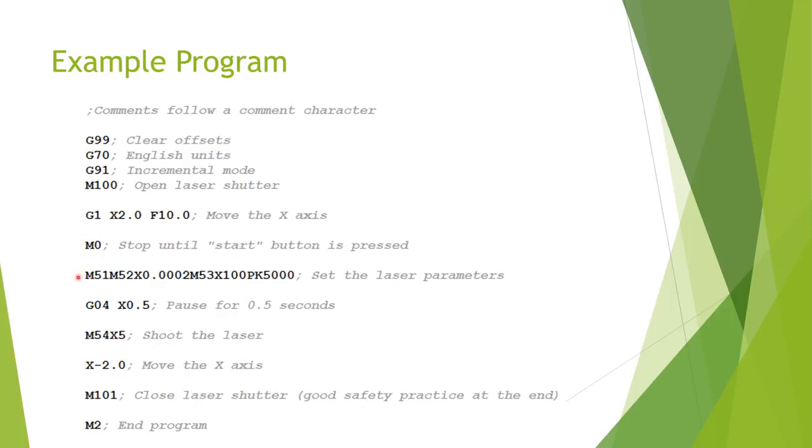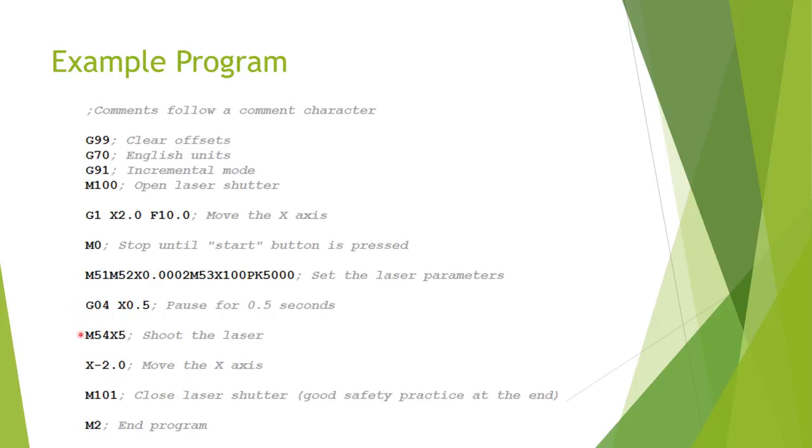on to the next line, which is a bunch of M codes all stacked together on one line. You can see an M51, an M52, an M53, and a PK in there. These codes are what allow you to set the laser parameters on this particular machine, like how much power we want to use and so forth. The G04 that follows, as I said before, is a dwell or a pause. The 0.5 means it's going to pause for half a second before continuing. The X, if you're wondering, doesn't have anything to do with the X-axis. It just has to be there for the pause to work for whatever reason.